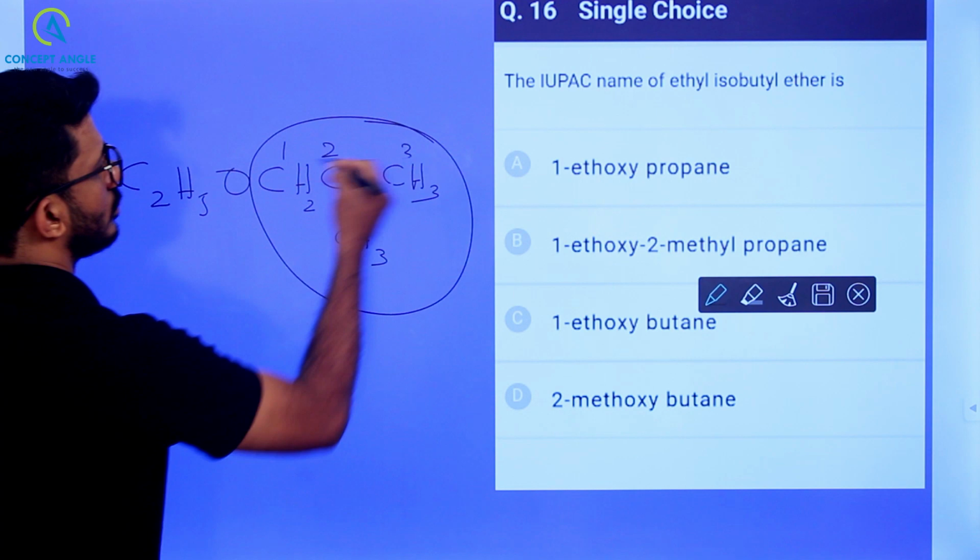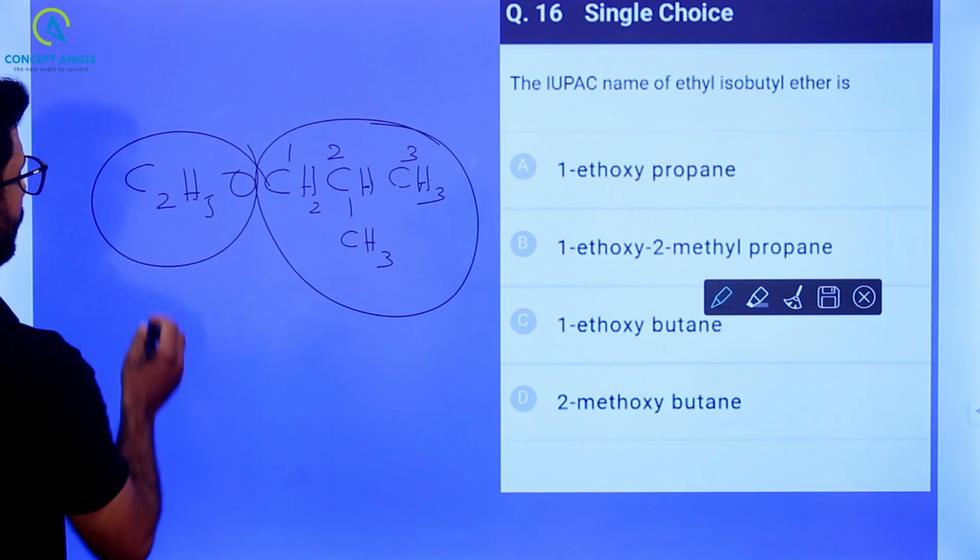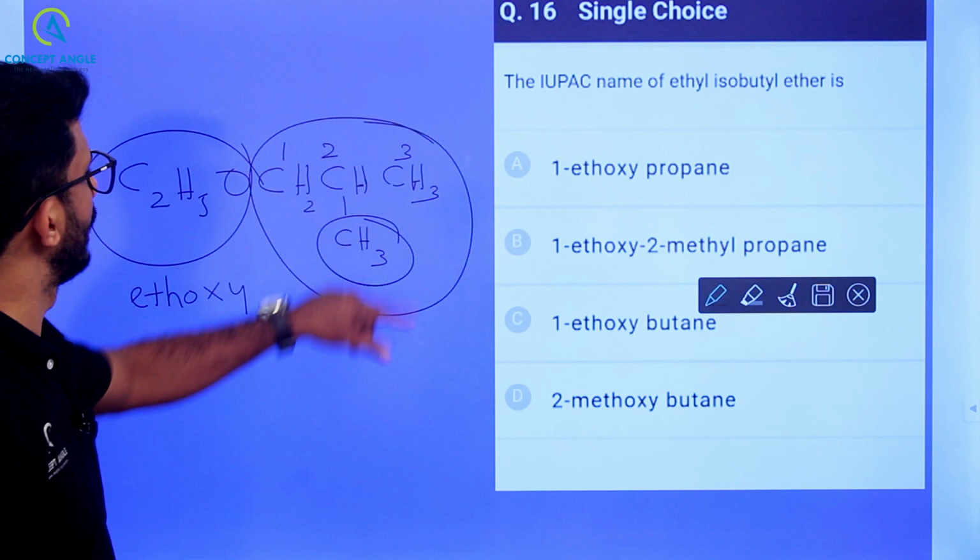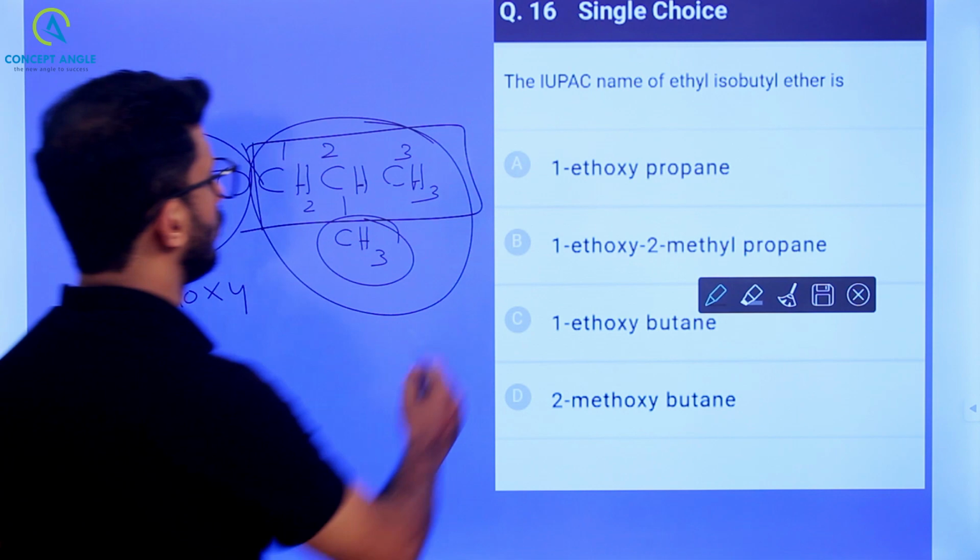This is the first position. This is an ethoxy group, that is a substituent. This is a methyl group. One ethoxy, two methyl propane. This is a propane. One ethoxy, two methyl propane. So option B is the answer. Okay, next question.